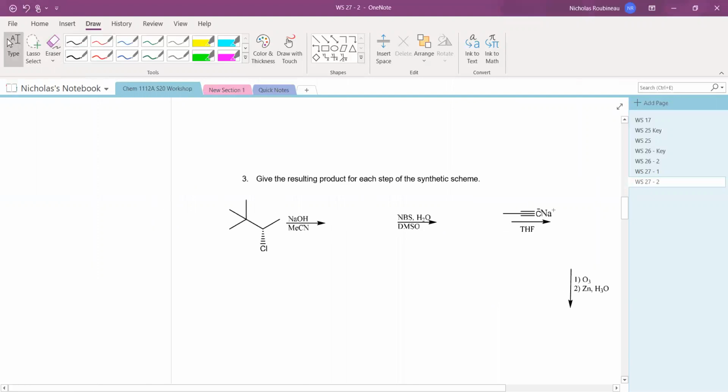So to jog your memory, in case anybody forgot, in order to be chiral, it has to be sp3 hybridized. So that just means no double or triple bonds. And it has to have 4 different substituents.